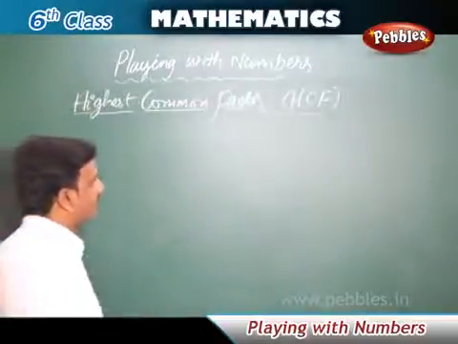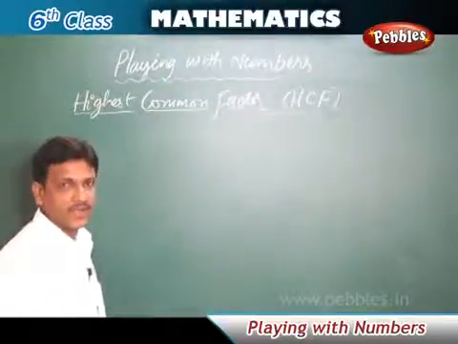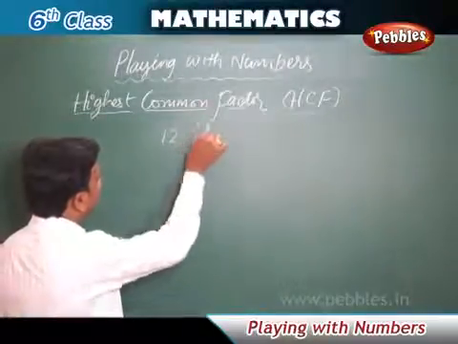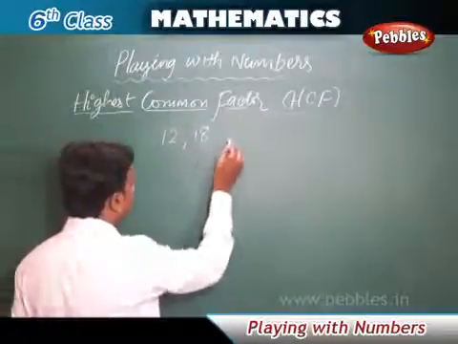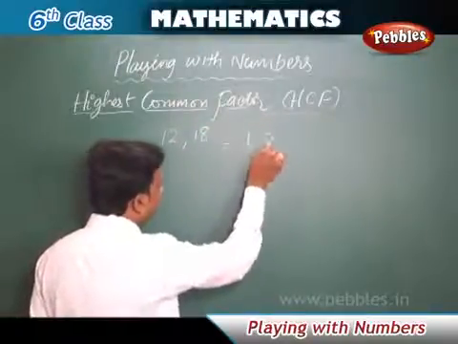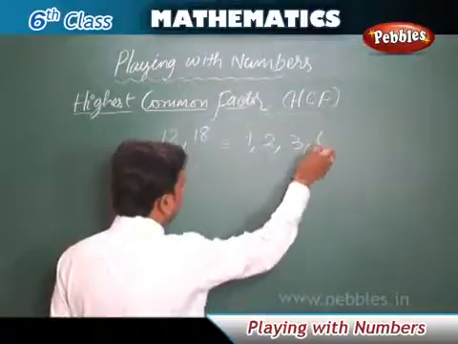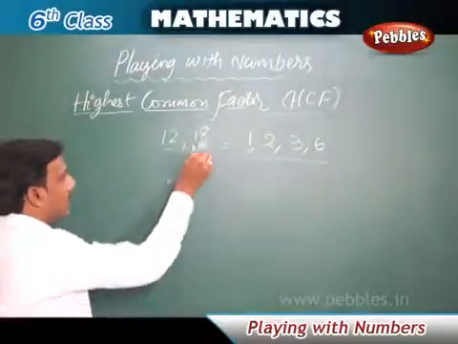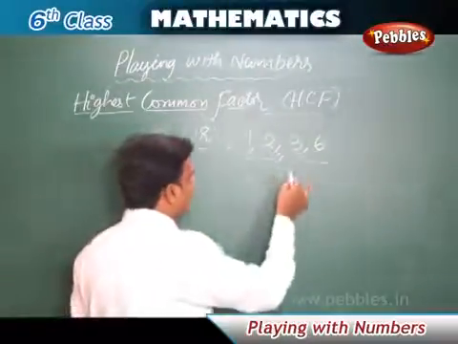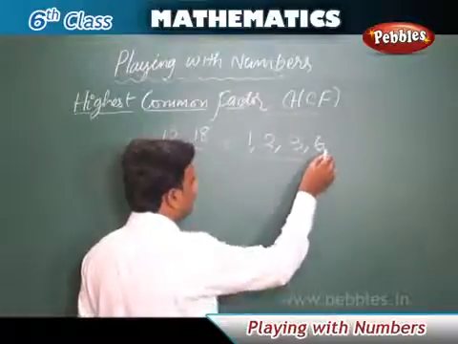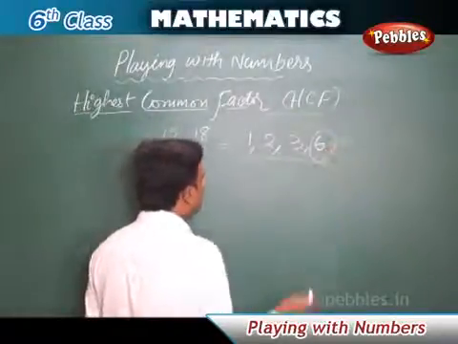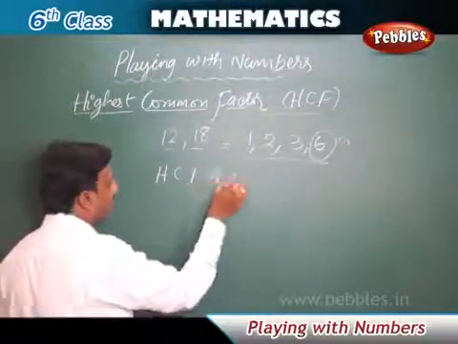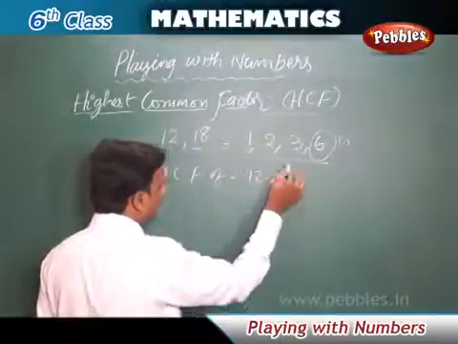Highest common factor or HCF. What is the highest common factor? In the previous example, we have seen the factors of 12 and 18. What are the common factors of 12 and 18? 1, 2, 3 and 6. So these four are the common factors of 12 and 18. Among these common factors, which is the greatest factor? 6 is the greatest. So 6 is called the HCF of 12 and 18.